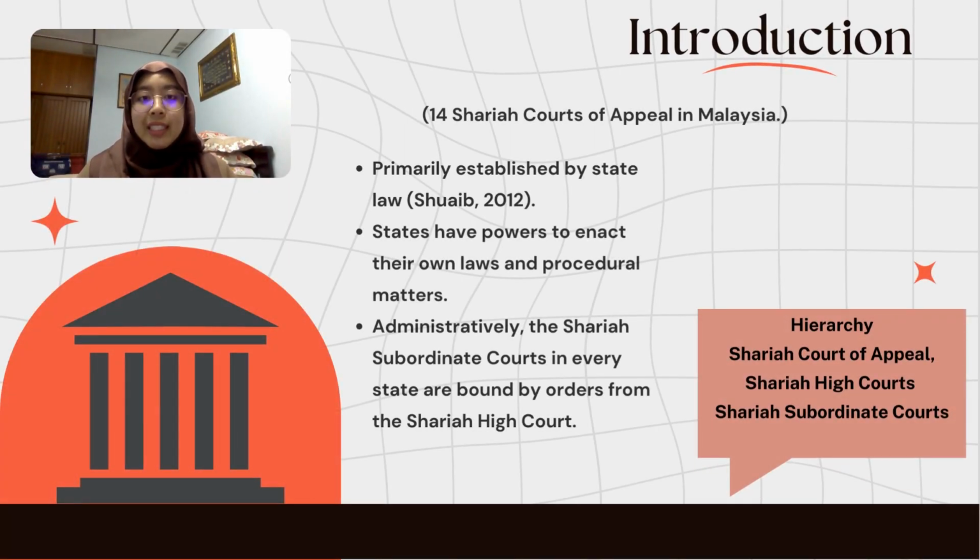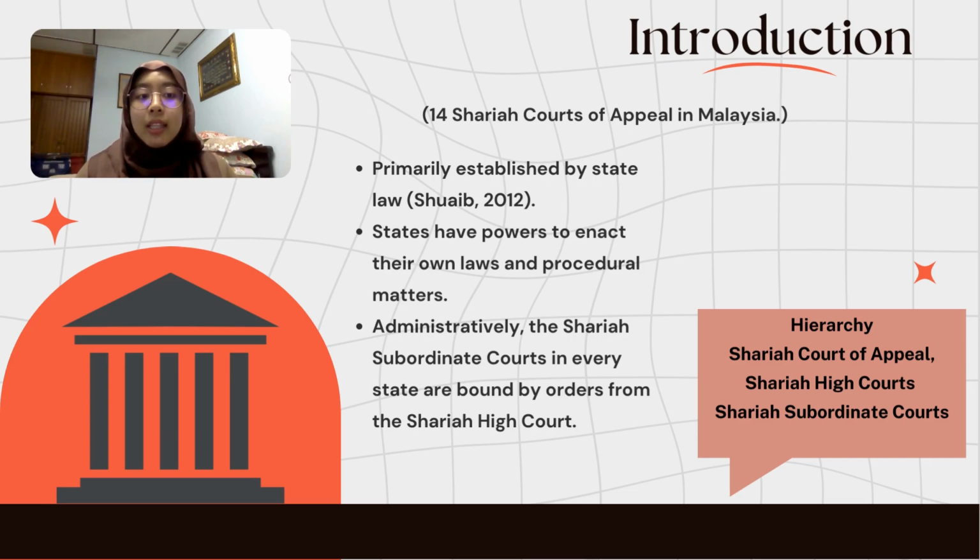The main reason for this state of affairs is the distribution of legislative powers under the Federal Constitution between the Federation and the states, where Islam and Islamic law are state matters. Unlike the civil court system in Malaysia, which is a federalized court system, the Sharia court system is primarily established by state law. Therefore, Islamic law in one state might differ from that of another state.